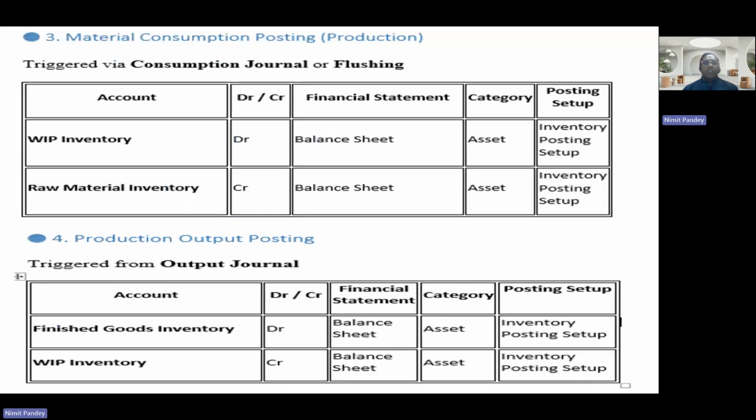As well as in production, whenever we book the consumption journal, it means our inventory goes out or is consumed or decreases. So our raw material decreases, it will be credited, and the WIP account will be debit. In the same way, when we create the output journal, our inventory increases, which means debit, and the WIP account is credit.